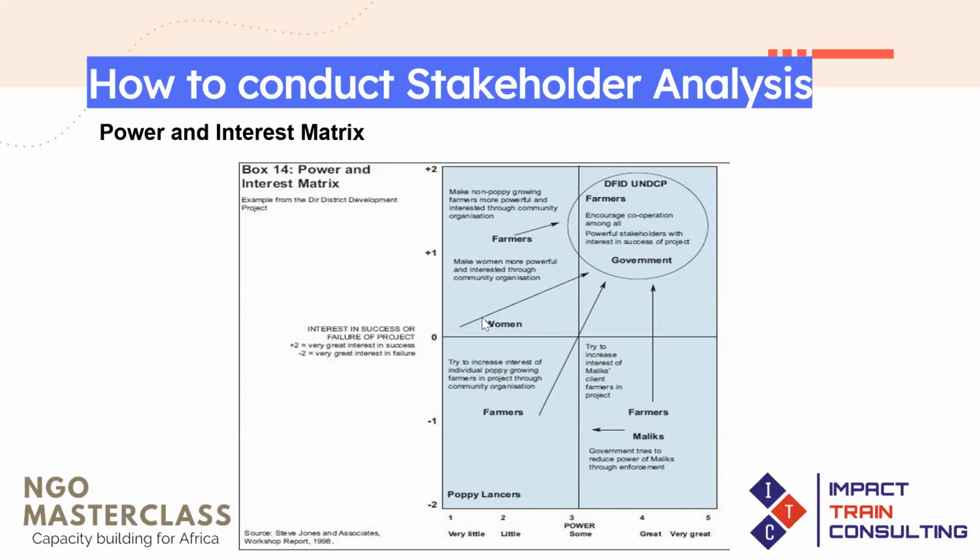For instance, under this quadrant, we have the women. The women are not very powerful, but they have a great interest in the success of the project. So what you want to do is shift them to the second quadrant to ensure that they have great power because their interest is already great. You're trying to shift these women and the farmers. The farmers have a lot of interest in the success of the project, but they do not have any power in terms of influence. So you want to shift the farmers by maybe forming them into cooperatives, and forming the women also into cooperatives. You want to shift them into the next quadrant whereby they will have great power and great positive interest in your project.